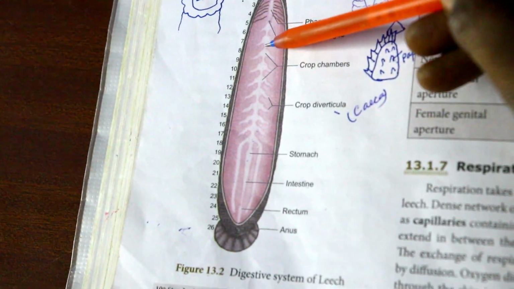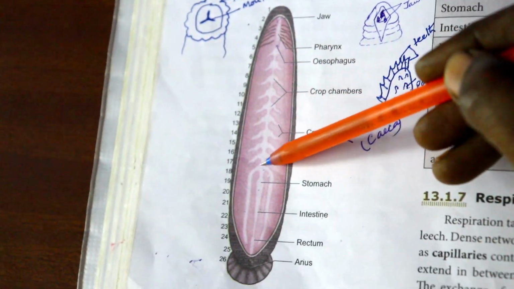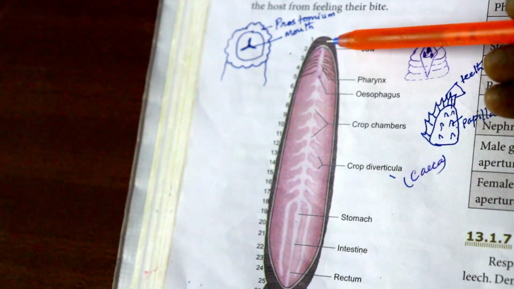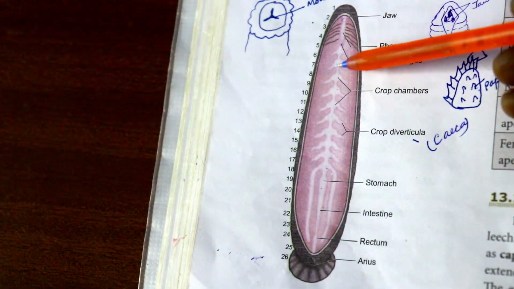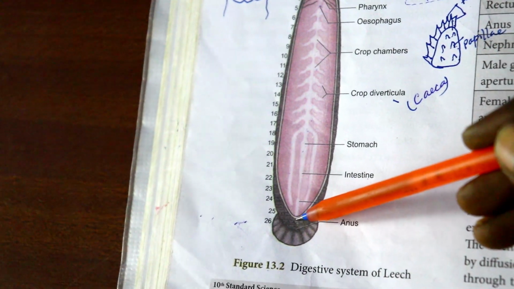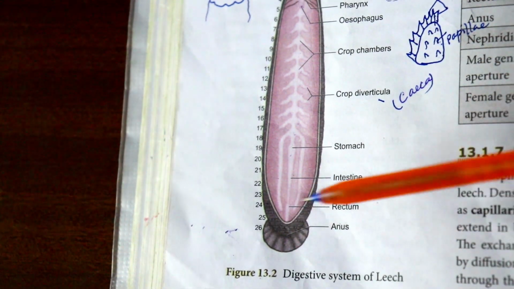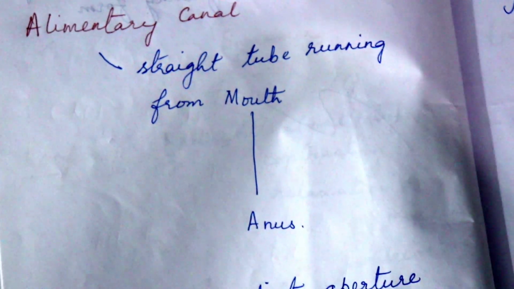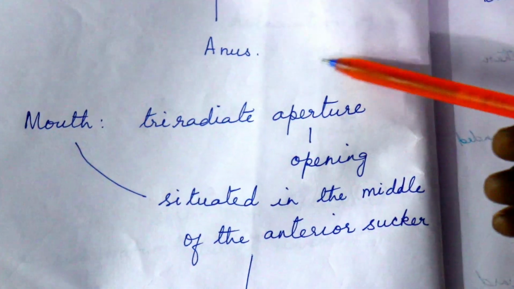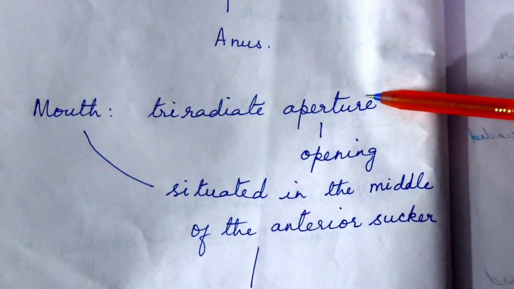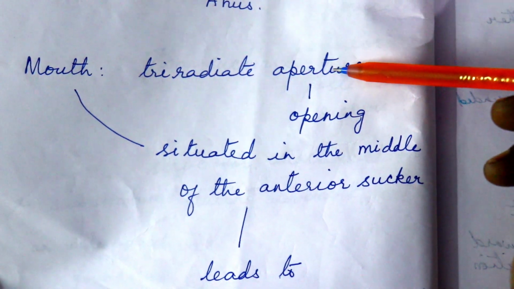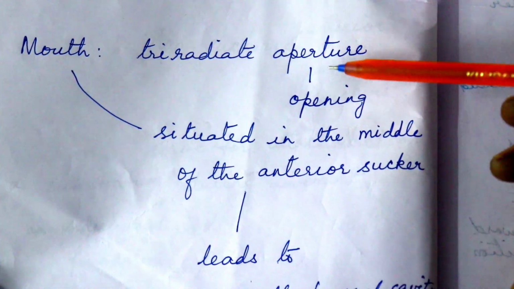We have seen it already. See here, it is a straight tube, children. This is alimentary canal. So it begins with the mouth and it ends up with the anus, the exterior pore. Now coming to mouth. Mouth is a triradiate aperture. And aperture means what? Opening. What is triradiate?